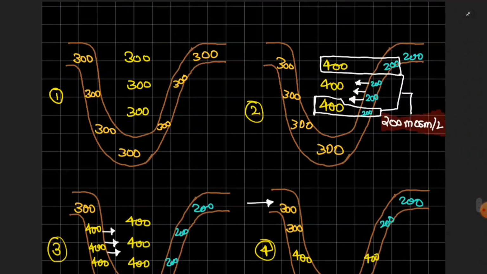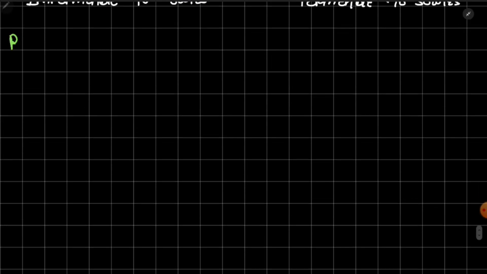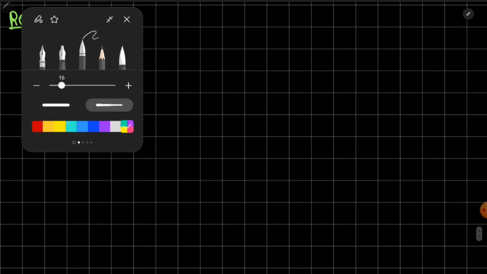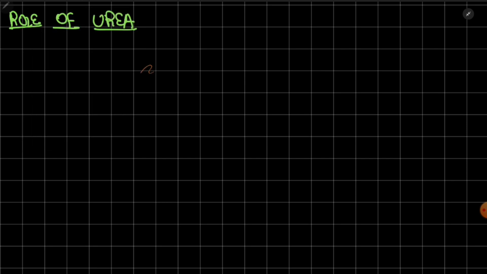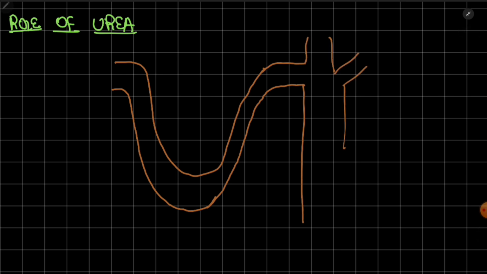So we are now discussing the role of urea. Let me again draw that loop of Henle, and let me also show the collecting duct. So basically this is the collecting duct. Urea is present here, in the collecting duct itself.